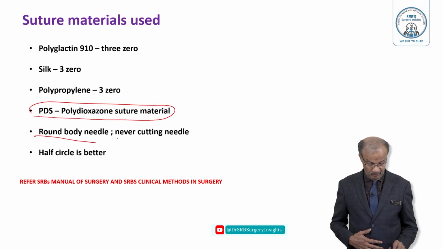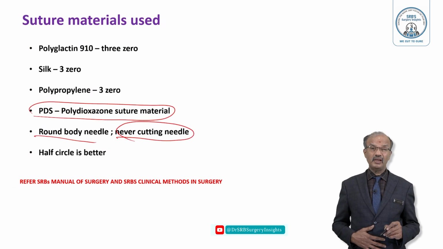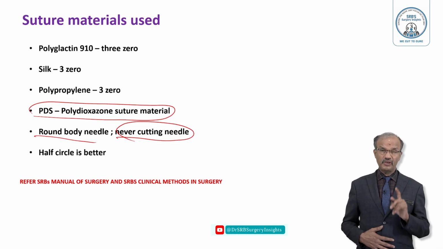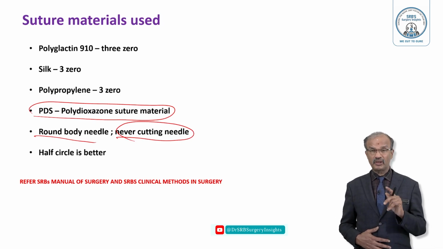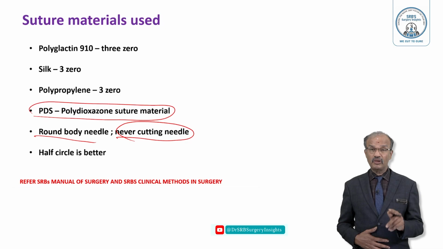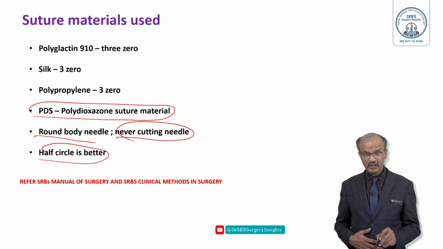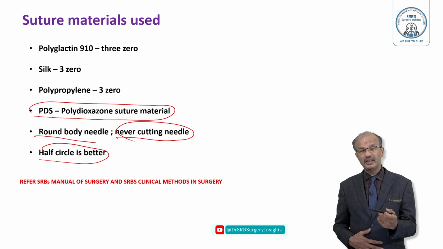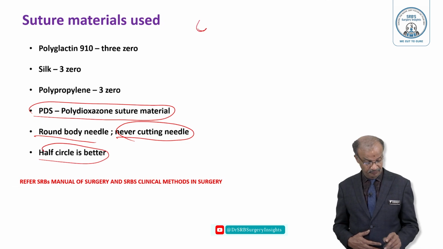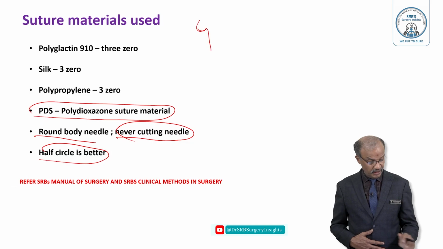Round body needle, never a cutting needle, remember. In bowel, never a cutting needle, always a round body. A cutting needle will cause more trauma, the bowel may get torn, it is a very soft structure. Half circle is better. Depending on the situation and depth you may use a different curvature, but usually half circle is better.